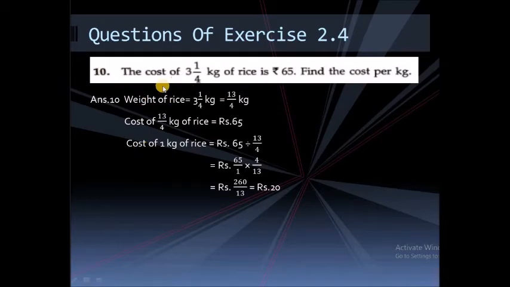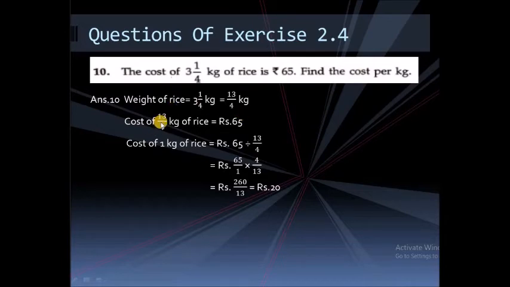Question number 10: the cost of 3 1/4 kg of rice is rupees 65. Find the cost per kg. Here per kg means you have to find the cost of 1 kg. So here I have to use the unitary method, right? In the unitary method, whenever the cost of many items is given to you, for finding the cost of one such item, I have to divide. So here also I have to divide.